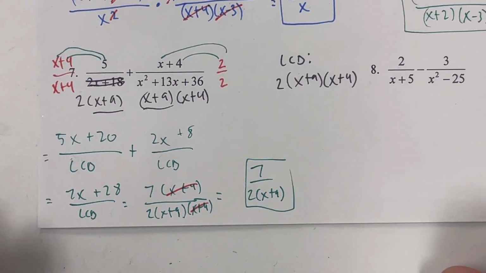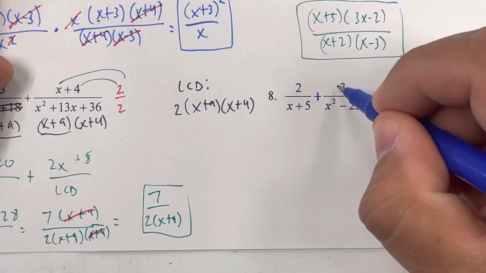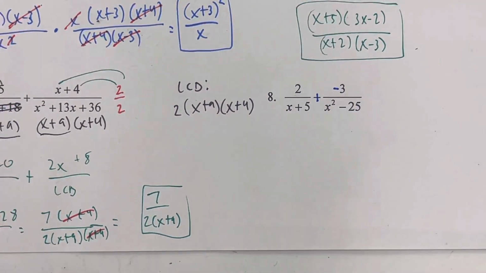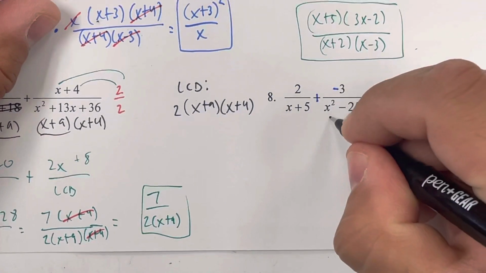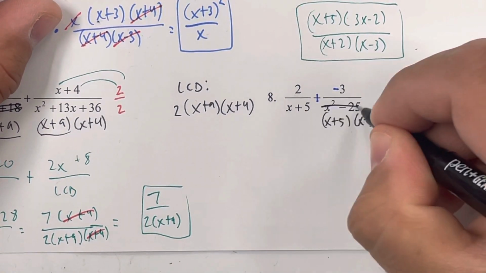Alright, on to the next one. First thing I notice is there's a minus sign, so I change that to plus, and I flip all the signs on the top right numerator. Okay, for the LCD, factor this one, x plus 5, x minus 5.